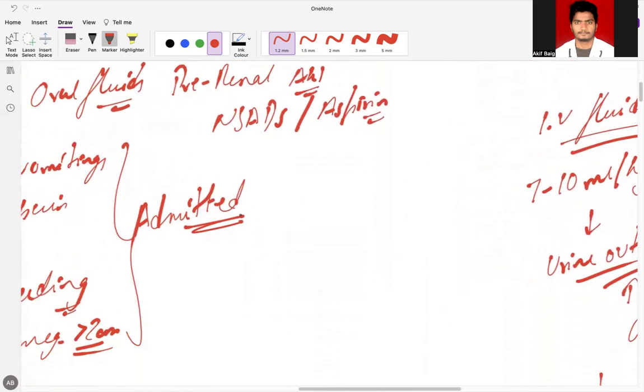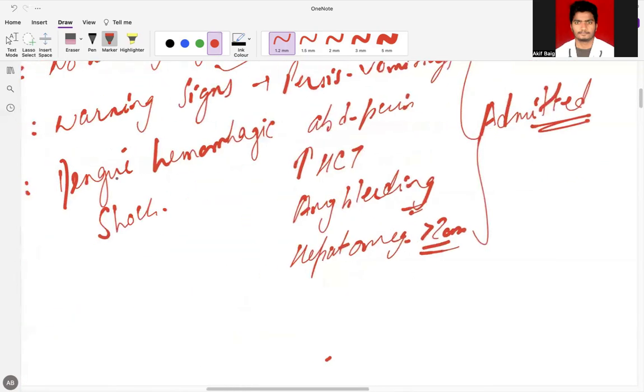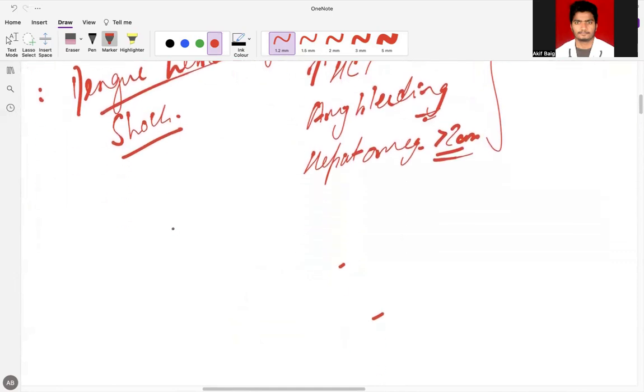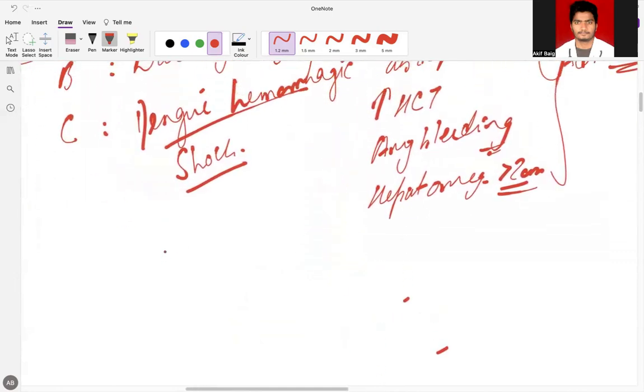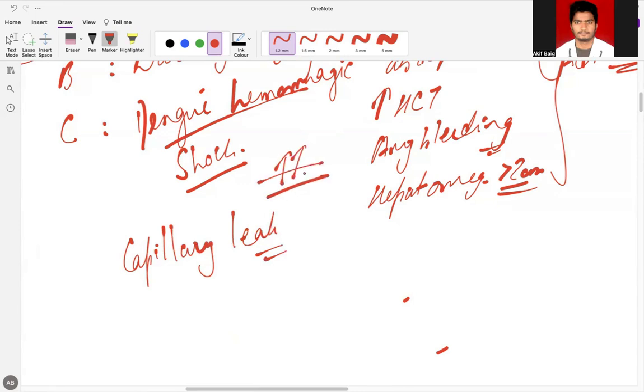Supposing the patient has come with type 3, that is dengue hemorrhagic shock. This shock can be due to either of two things. One is the acute capillary leak. What happens basically in dengue or any viral fever is the capillaries start leaking, oozing out the fluid. Because of that, there is no volume left in the vessel, and the patient will go into capillary leak, called dengue shock.